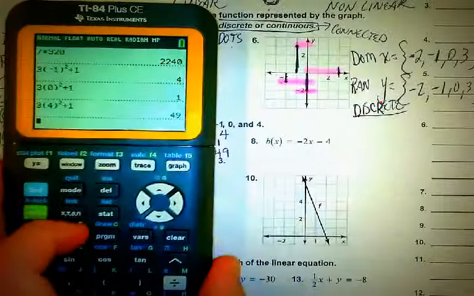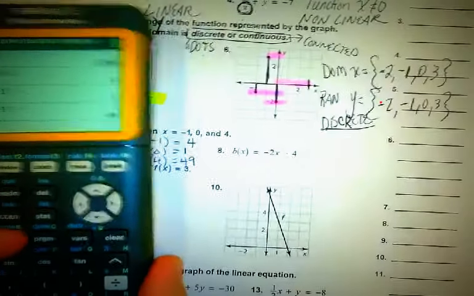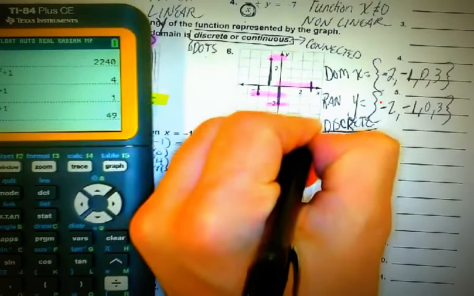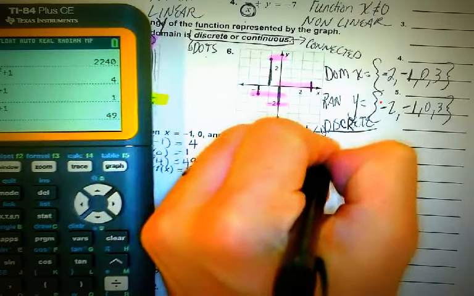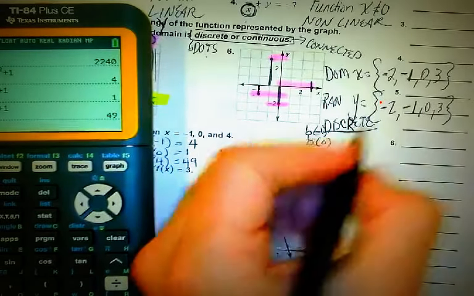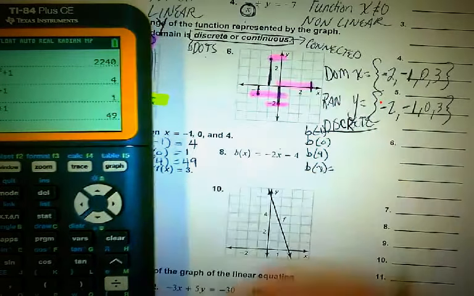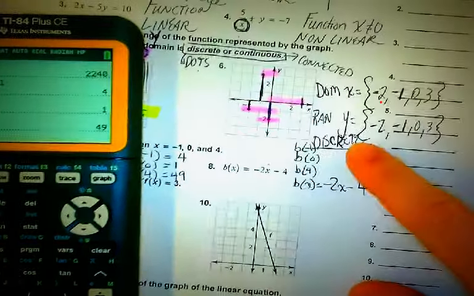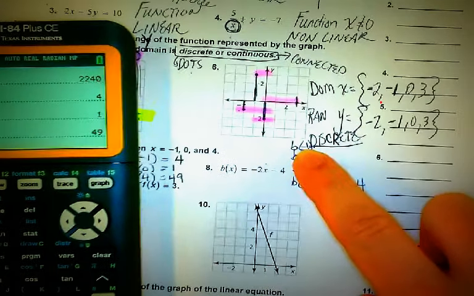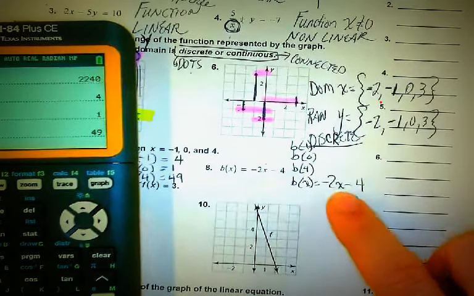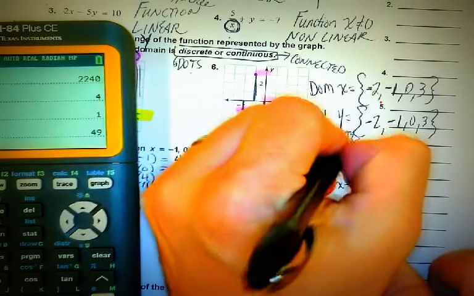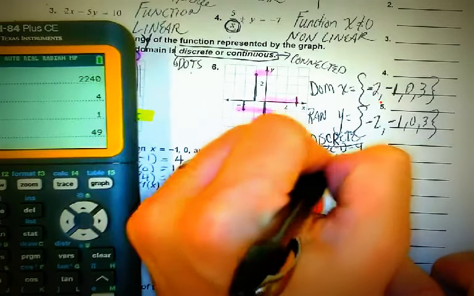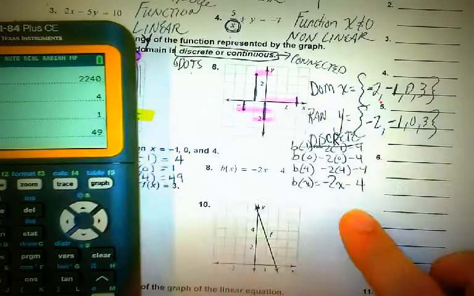All right, on to the other side. We're going to use the same numbers here. It's going to say b of 0, b of -1, and b of 4. b of x is negative 2x minus 4. So we're going to take a negative 1 and put the negative 1 in here for x. So negative 2 times negative 1 minus 4. Negative 2 times 0 minus 4. Negative 2 times 4 minus 4.